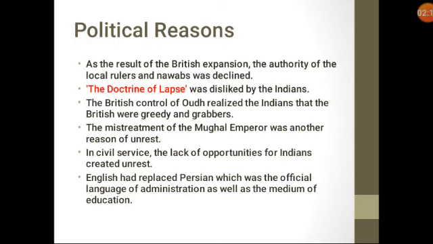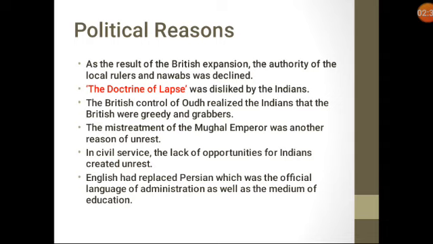Next one is the mistreatment of Mughal Emperor Bahadur Shah and the royal family, which proved another reason of unrest because Bahadur Shah Zafar was a leading figure to unify the forces fighting in different areas.